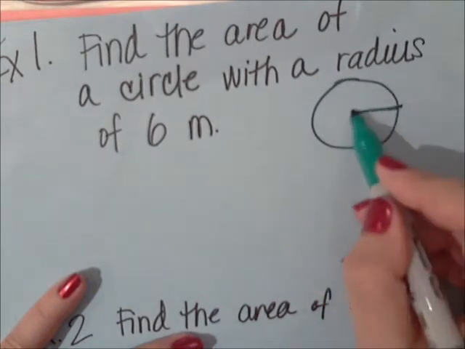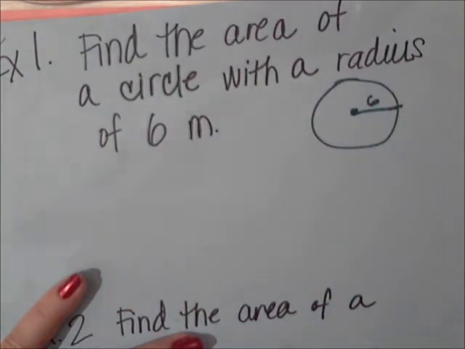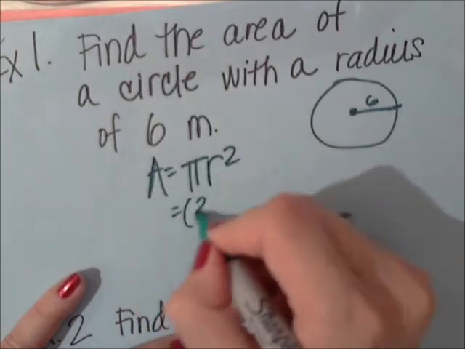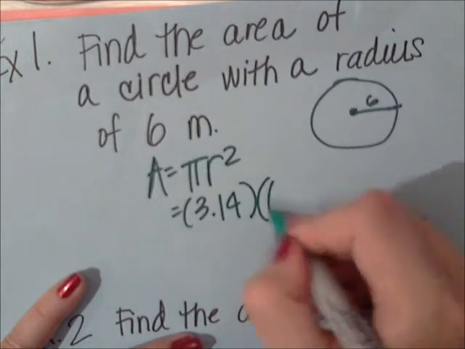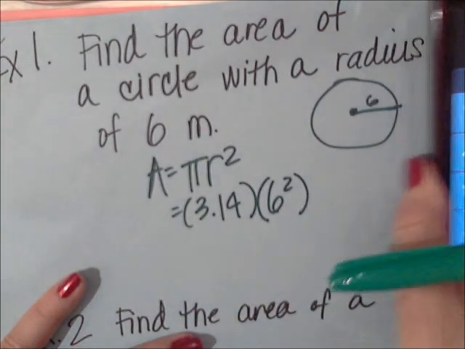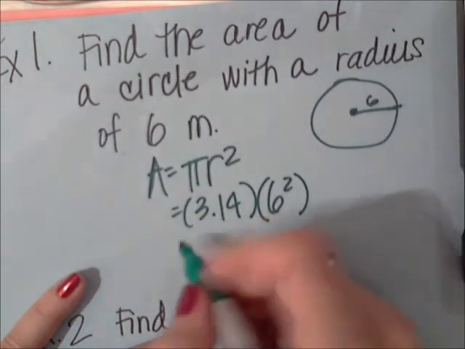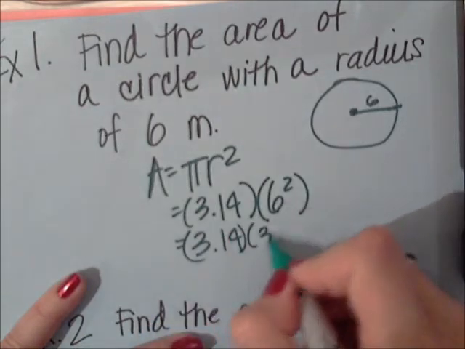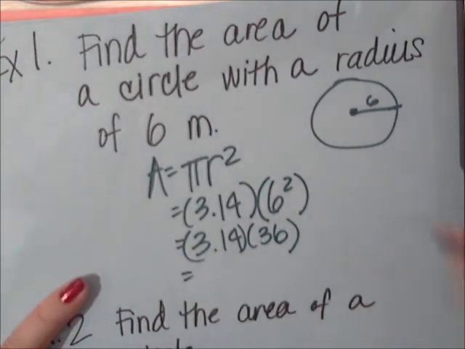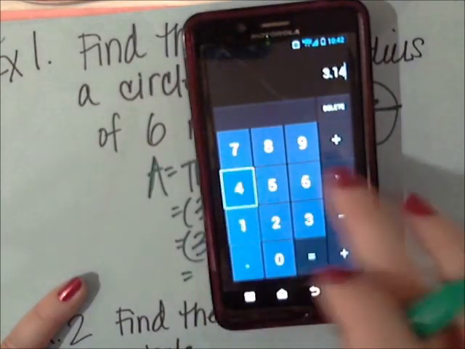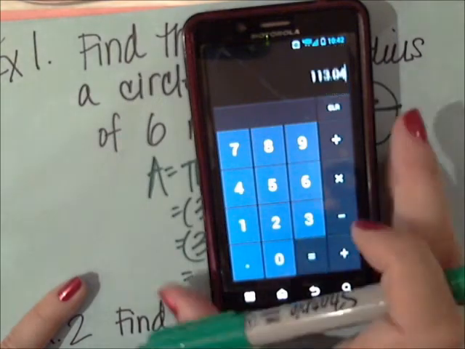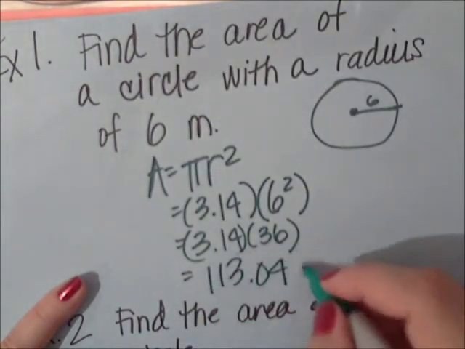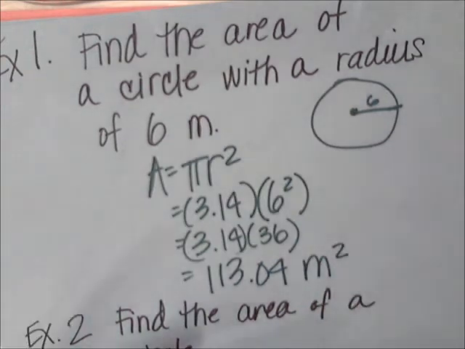Okay, so it's going to look like this. Now, first step is to write area equals pi r squared. And then I'm going to plug in 3.14 and then 6 squared. So now remember, order of operations says I have to do this first. So 3.14 times 6 times 6, which is 36. And then I will use my handy dandy calculator to multiply 3.14 times 36. And that equals 113.04 meters squared.